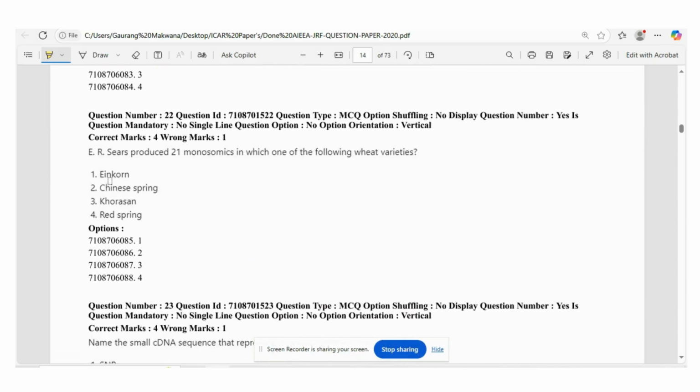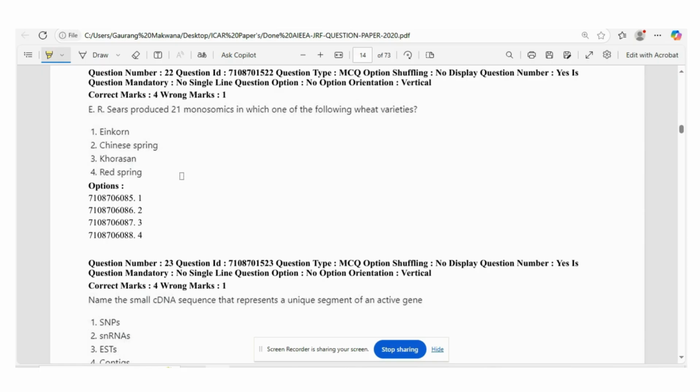Then, E. R. Sears produced 21 monosomics in which one of the following wheat varieties? The answer is Chinese Spring. Sears was a renowned geneticist who made significant contributions to wheat cytogenetics. So the answer is Chinese Spring.